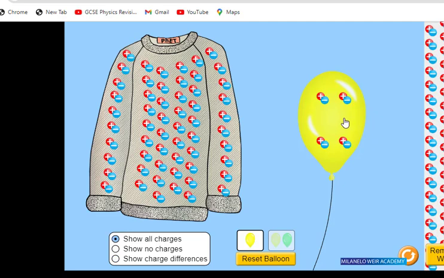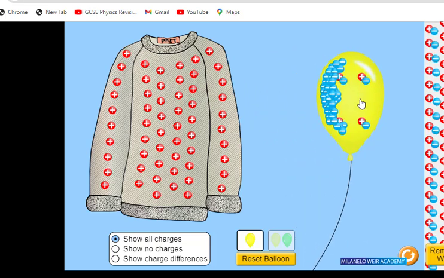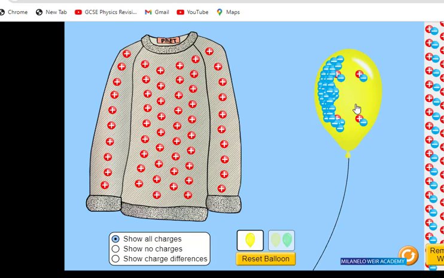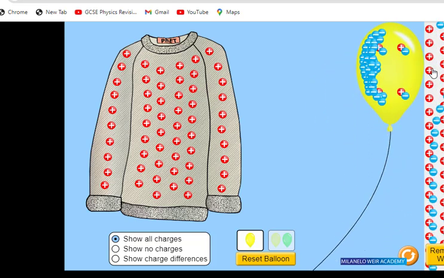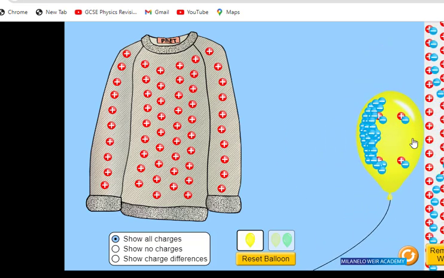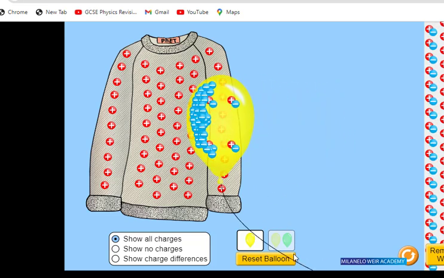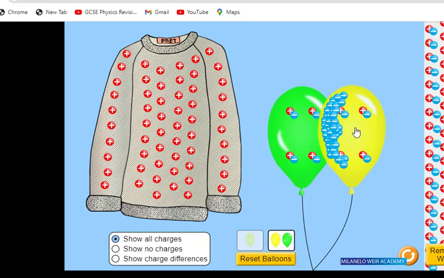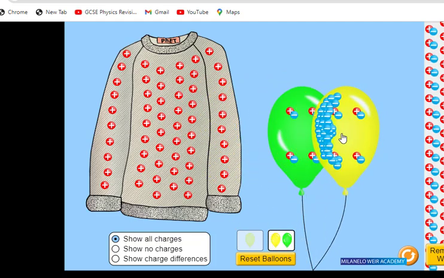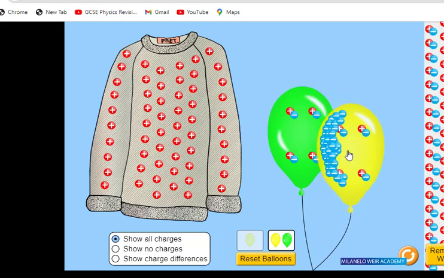So charge them by rubbing, friction. So the balloon is negatively charged. What is attracting this balloon? Yes, it is attracted because this one is positively charged. The jersey is positively charged, while the yellow balloon is negatively charged.